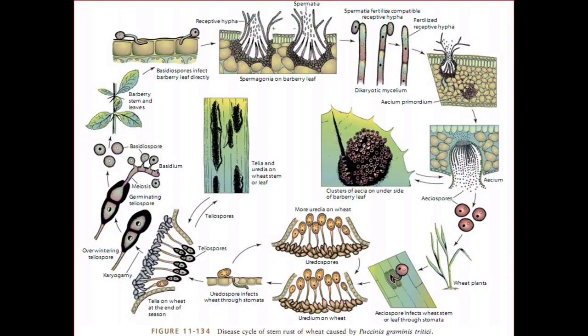the pycnia. As you can see in the image, on the right side of this image, the pycnidium is developed on the upper surface of leaves. After fusion of this receptive hypha and spermatia, it leads to fertilization and it becomes diploid, and the process is called spermatization. It is followed by the formation of aecial primordia on the lower side of leaves.